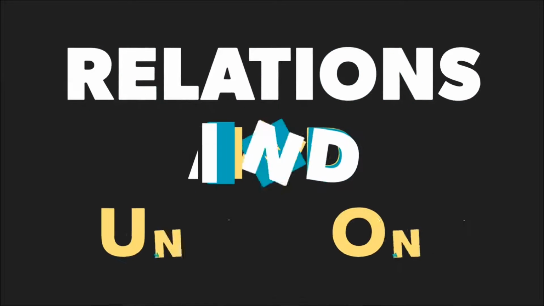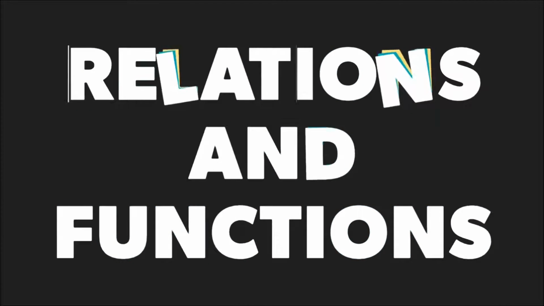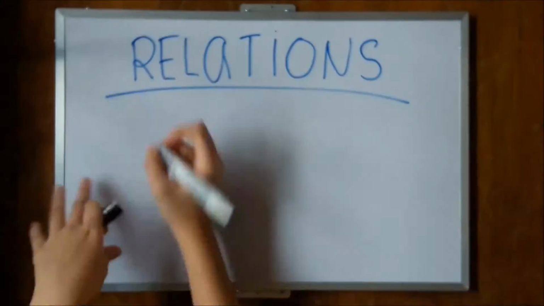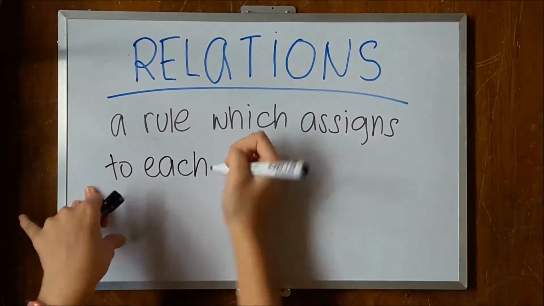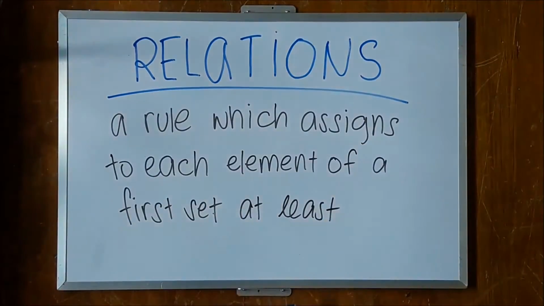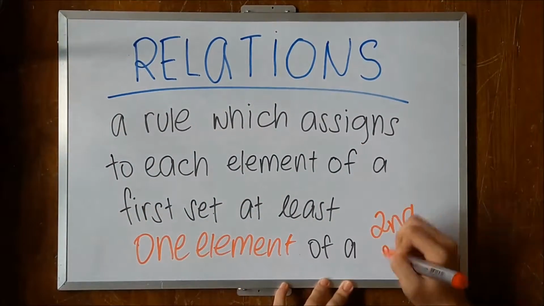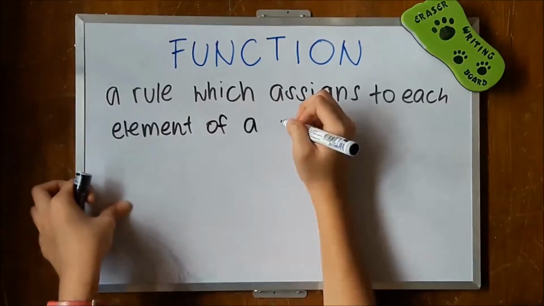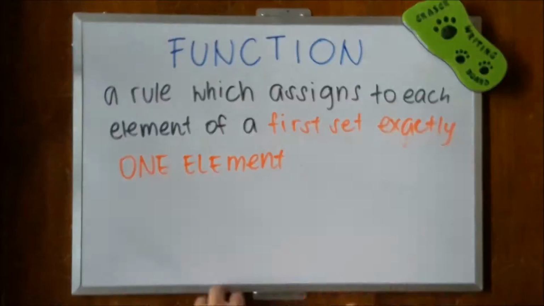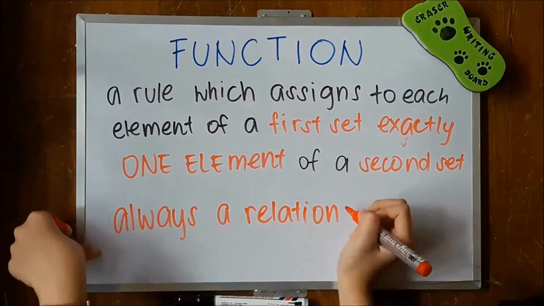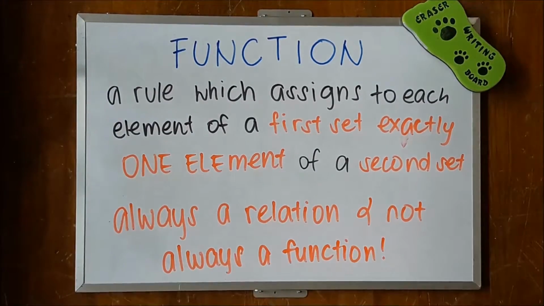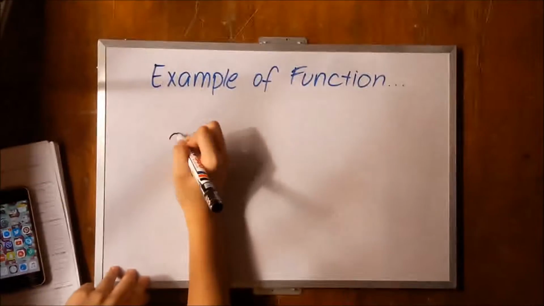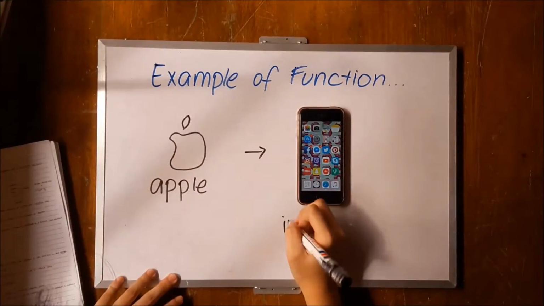We are going to talk about relations and functions. A relation is a rule which assigns to each element of a first set at least one element of a second set. A function is a rule which assigns to each element of a first set exactly one element of a second set. A function is always a relation, but a relation is not always a function. An example of a function is the Apple brand to the iPod 5.